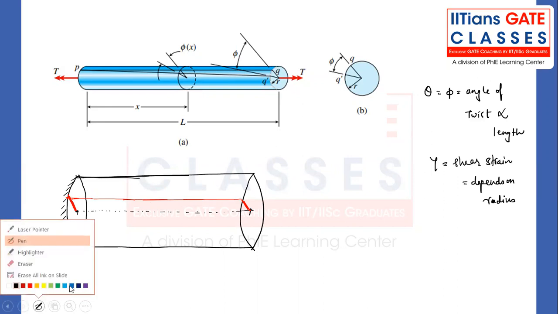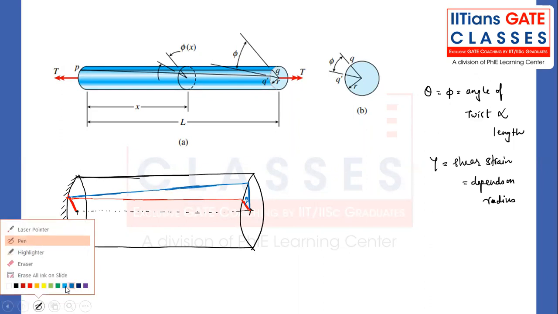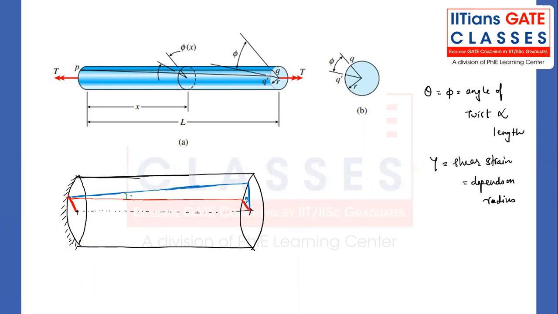So here I am just twisting by this amount. So this will be the line joining this one, something like this. This will be gamma. So here what I'm drawing, you understand, I'm just taking one more section view here.